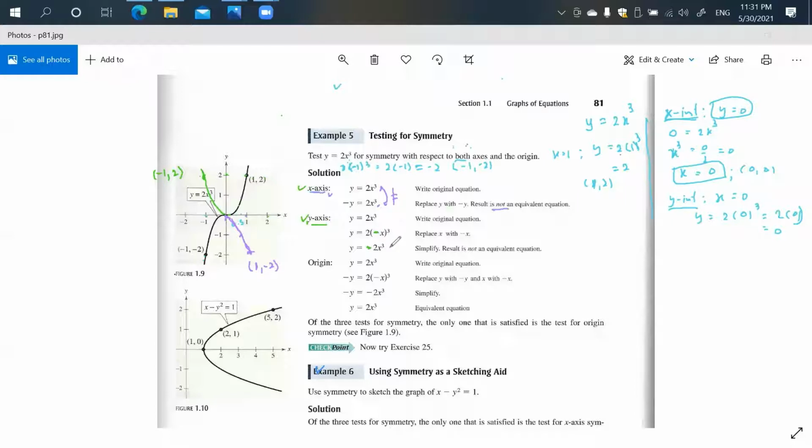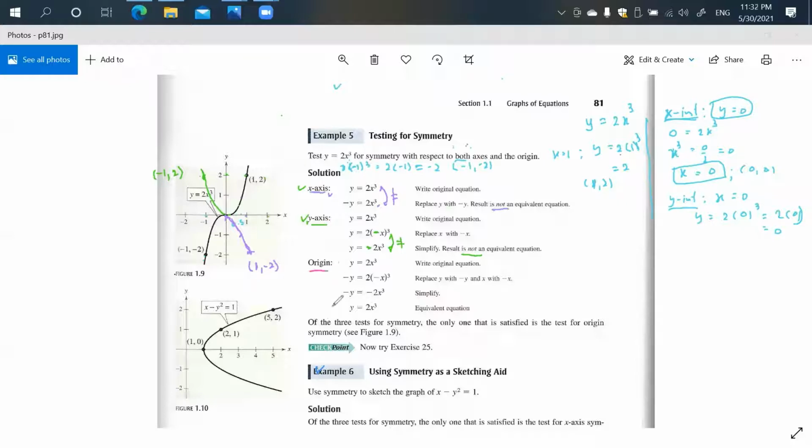So this one comes out here, y equal to 2x, and this one becomes minus x cubed. So this one does not equal the other, so the result is not an equivalent equation. Okay. But then you see the last one, origin.